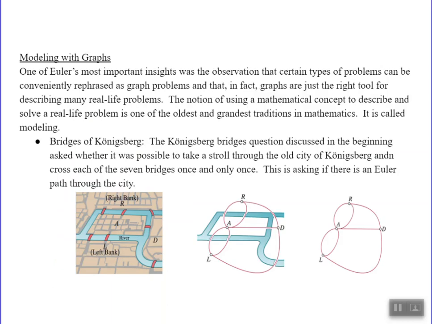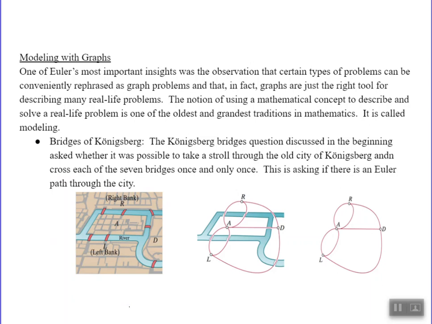So last thing is modeling. All right, last thing we're going to take a look at is modeling. One of Euler's most important insights was the observation that certain types of problems can be rephrased as graph problems. So you can take a real-life situation and redraw it as a graph. It's one of the most important aspects of math.